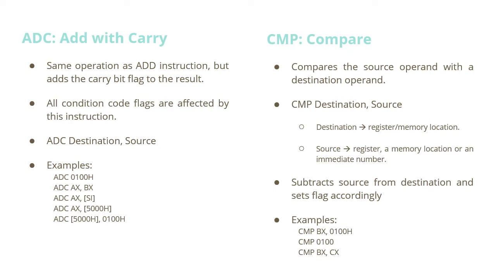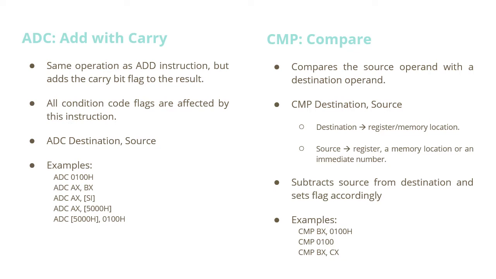Next is ADC AX, 5000H, which is the direct addressing mode, where the contents of the memory location 5000H is getting added to the contents of AX along with the carry bit. Next is ADC 5000H, 0100H, where the immediate number 0100H is getting added to the contents of the memory location 5000H along with the carry bit. Here, just like the add operation, the result will be stored in the destination itself.